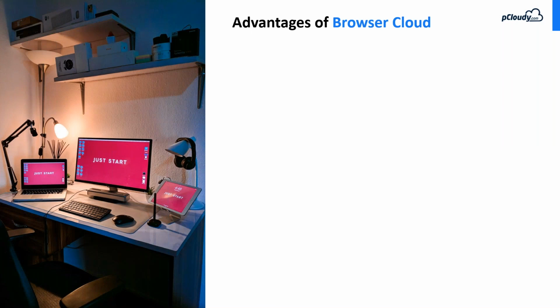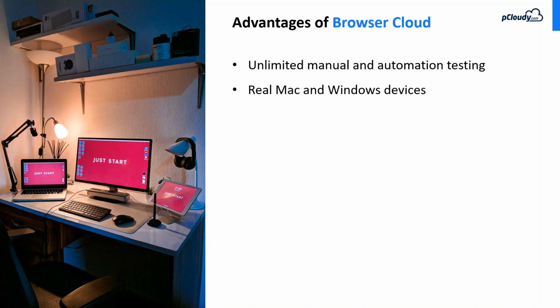Of course, we have not gone through each and every feature there, but let me summarize it here. What exactly are you going to get from the browser cloud? You are going to get unlimited manual and automation testing. So you can do manual and automation testing on these browsers, unlimited. You get the real Mac machines and Windows devices on which these browsers are running.